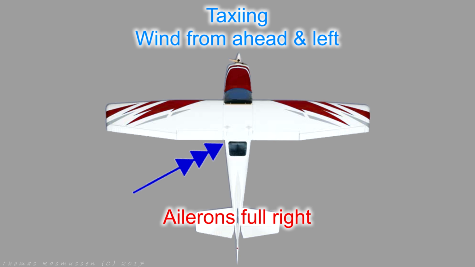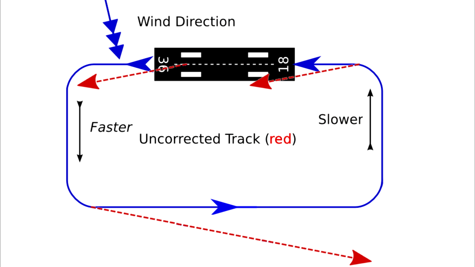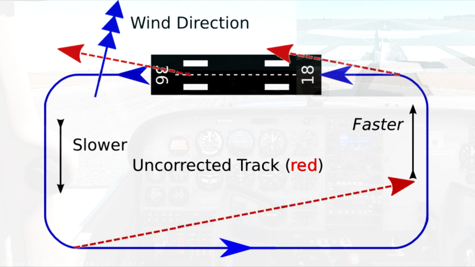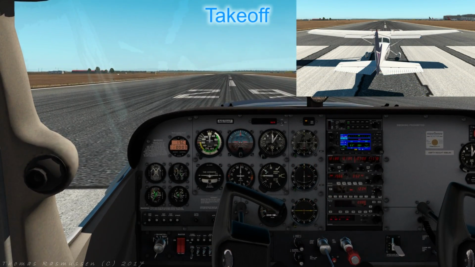Again, note the position of the controls and the direction the wind is striking them. Again, the windward wing will be pushed down. Again, consider the circuit with crosswind from the right or from the left. In both cases, you'll have to make heading corrections at upwind, downwind and final to compensate for the wind effect on your aircraft. We're at the runway ready to take off, ailerons turned all the way towards the wind to the right.